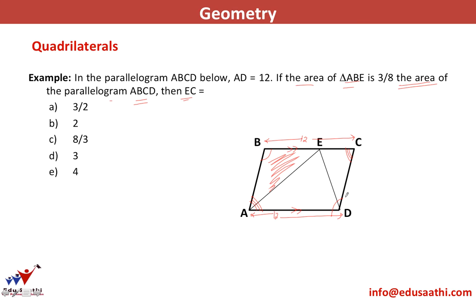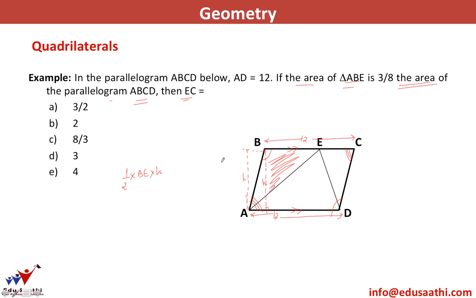Now whenever you have questions related to areas, you need to know what is the perpendicular height. So if I draw for this triangle the perpendicular height, it could be drawn inside or outside. Let me call this H. And if I draw it for the triangle, the perpendicular height will be outside the triangle, again H. So if I just apply the formula, the area of ABE is half into base. The base will be BE into height. Height will be H.